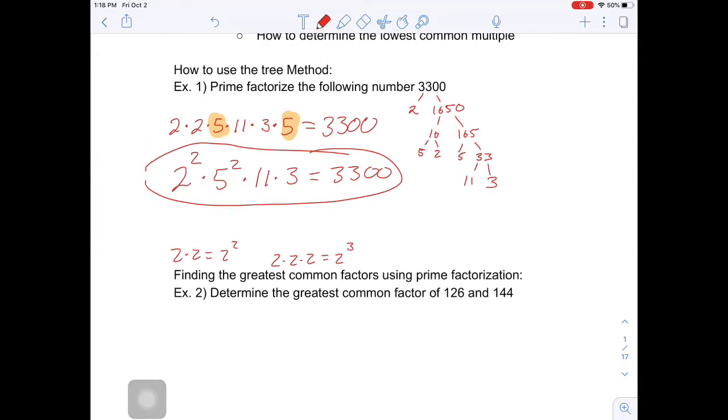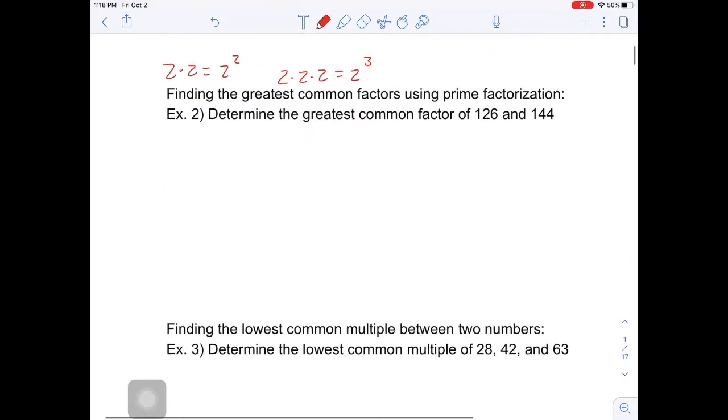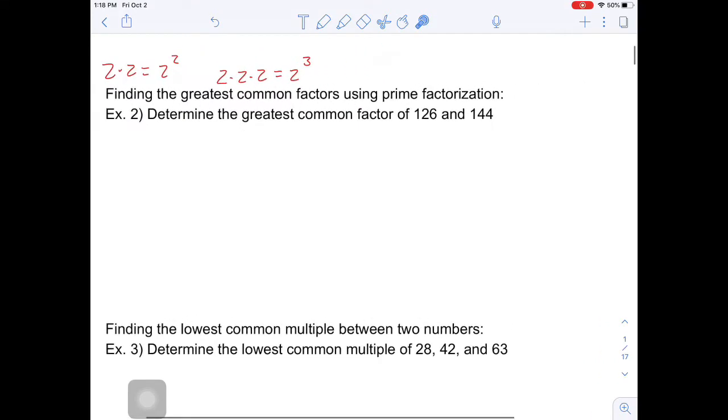Now moving ahead, we are going to notice that we can find things called the greatest common factors, and we can use prime factorization in order to do this. Okay, so what is a greatest common factor? This is also known as a GCF. Finding the greatest common factor is really useful, and we can use prime factorization. Okay, so determine the greatest common factor of 126 and 144. So how do we do this?